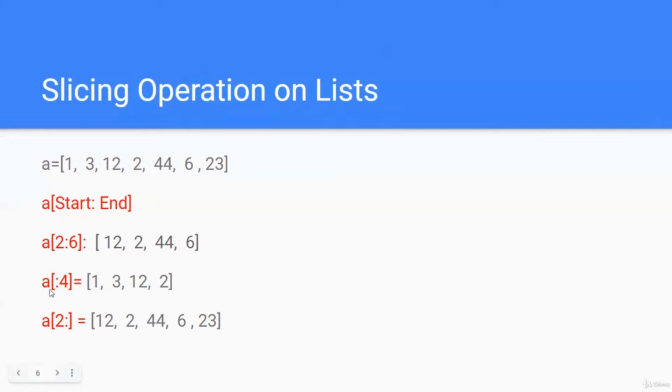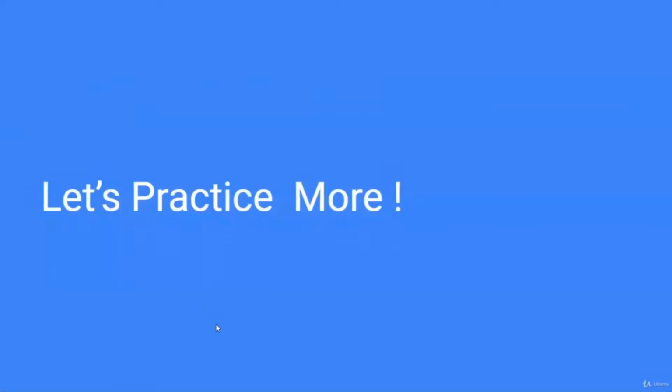If we type the command a[:4], it will show us the numbers starting from the 0th location to the third location. So it will display us 1, 3, 12, 2. So the output of this a[:4] is 1, 3, 12, and 2. If we type a[2:], it will display the numbers starting from the second location, that is this 12 onward. So it has displayed 12, 2, 44, 6, and 23. So for more details, we'll practice it in Google Colab.